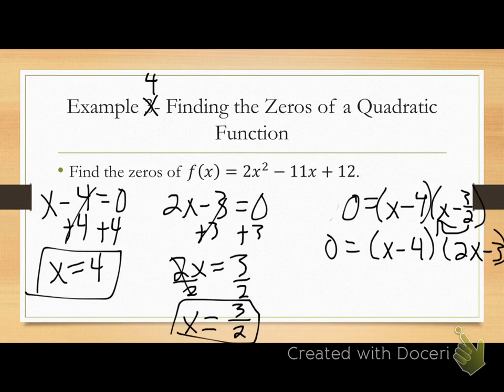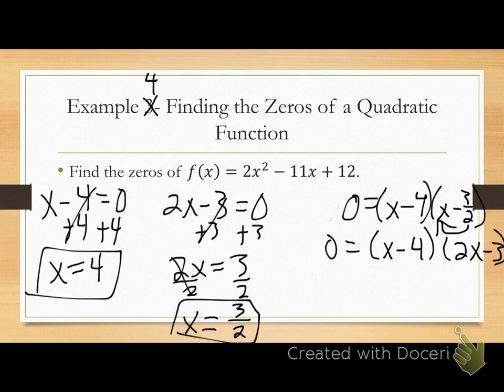So where is this parabola crossing the x-axis? 4 and 3 over 2. Is everyone making that connection, that the solutions are where the parabola crosses the x-axis? 3 over 2 would be 1.5. If you wrote it as 1.5, I wouldn't count it wrong. It's the same thing.